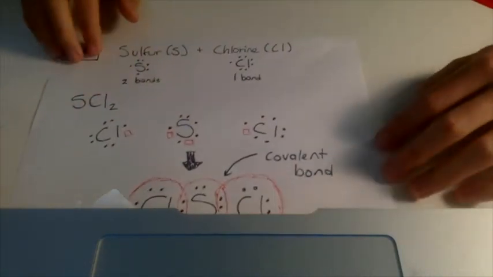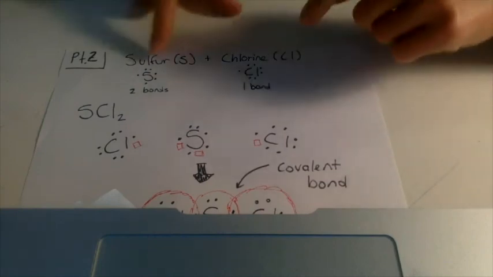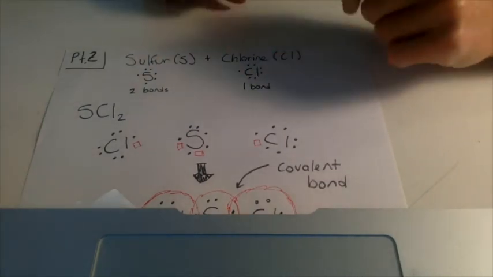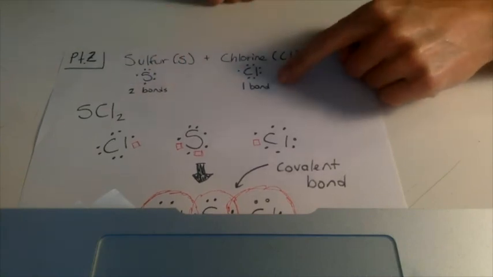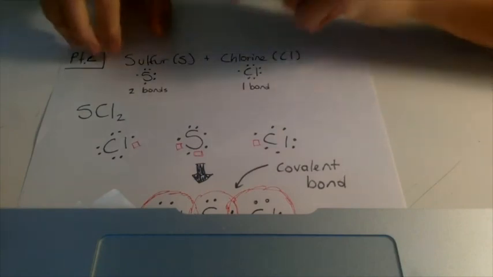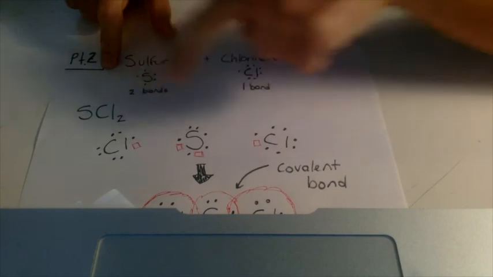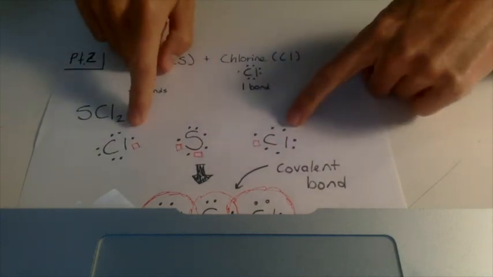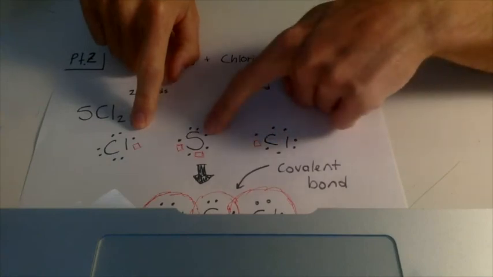Now, the next set of atoms that I gave myself were sulfur and chlorine. Sulfur has 6 valence electrons, chlorine has 7, and so sulfur will want to make 2 bonds, chlorine wants to make 1. When we cross and drop those bonds, we get SCl2. So that means there's going to be 1 sulfur and 2 chlorines. Chlorine wants 1 more bond. Sulfur wants to make 2 bonds.